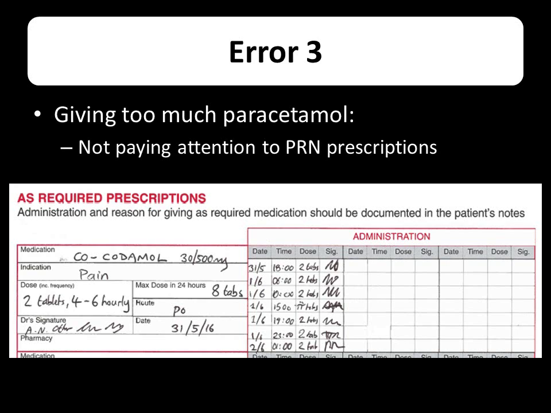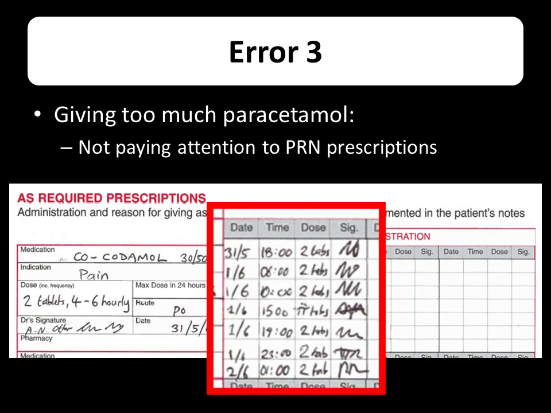Another common mistake that results in service users receiving a paracetamol overdose is when staff don't take enough care administering medication from the PRN side of the medication chart. In this case, you can see the service user has ended up being given cocodamol 6 times within a 24-hour period, and the last 2 doses were not at least 4 hours apart. So when using the PRN side, always check when the drug was last given and check the total dose that has been given that day.